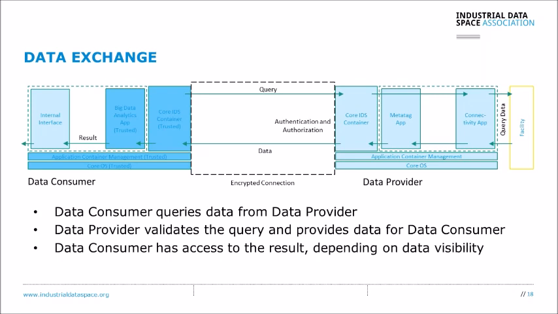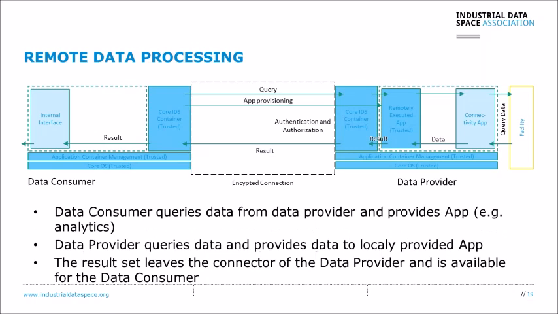Here, for example, an analytics app can run inside the container so that the data itself will not leave the connector. It resides inside the IDS connector, and only the result set leaves the connector. For example, if you are looking in a genomic database for some information, only the result set will leave, for example, that there are 5 patients with a certain kind of disease. All the other data will reside in the connector and are not available to the users at the data consumer. Of course, we can do it the other way around.